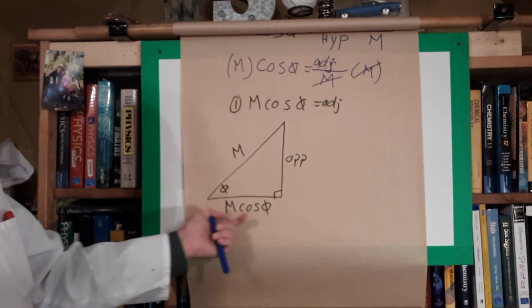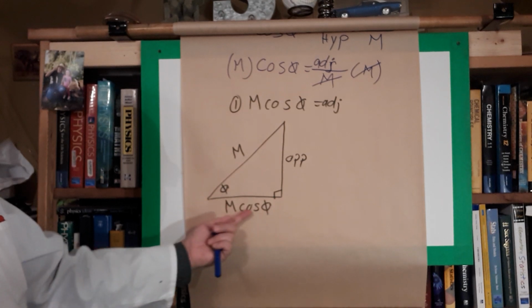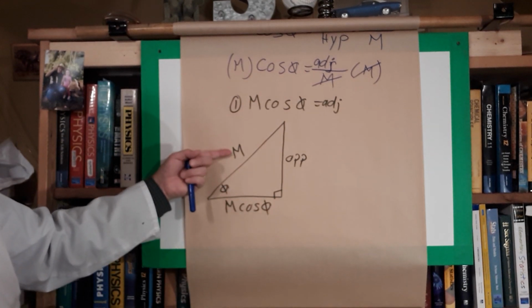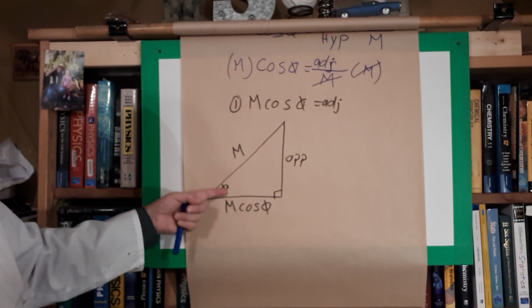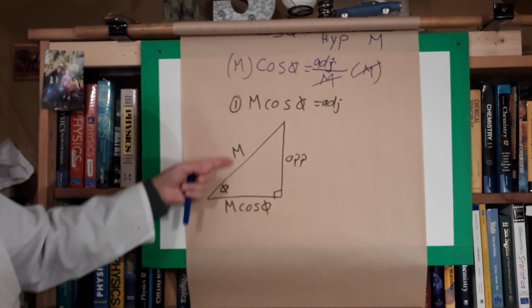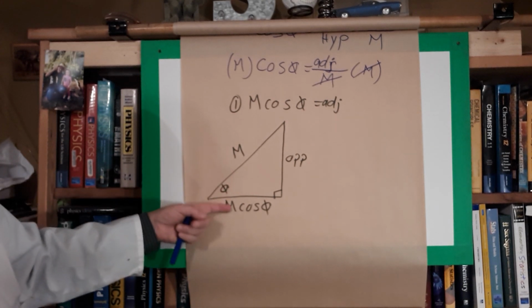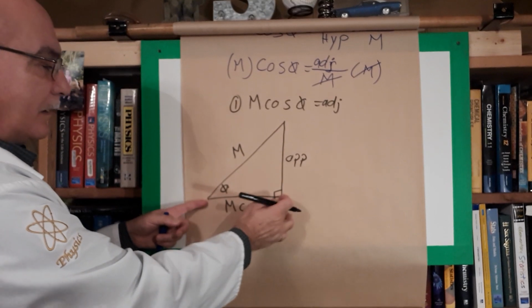I can now define the length of the adjacent by using m cos theta in terms of the magnitude of the hypotenuse and the angle theta. If I knew what this number was and this number was, put it in that equation, that would give me the length of that side.